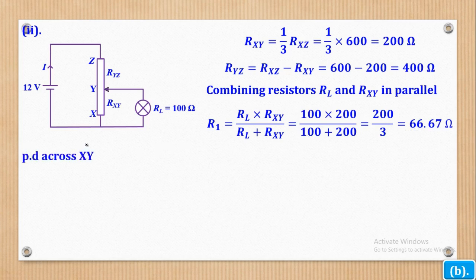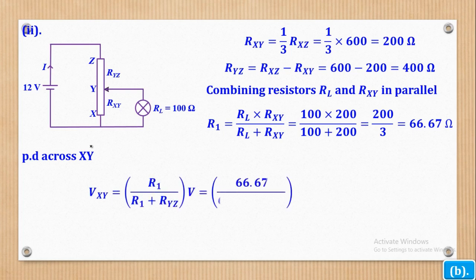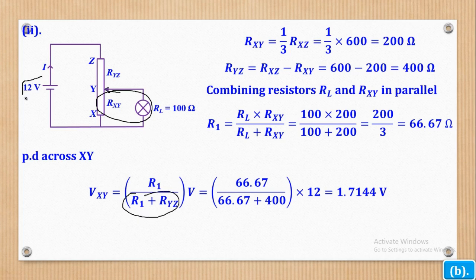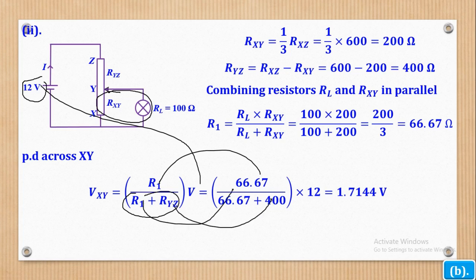Then the PD across XY, we can also use the potential divider rule: the PD across XY is equal to this combined resistance over the total, which is this, multiplied by the total PD, which is that. So that is how the potential divider rule is applied. When I substitute R1, RXYZ and the total voltage, and use a calculator, I'll come up with 1.7144 volts.